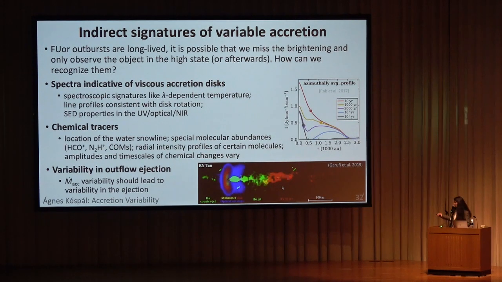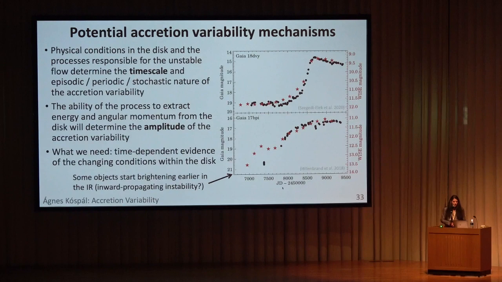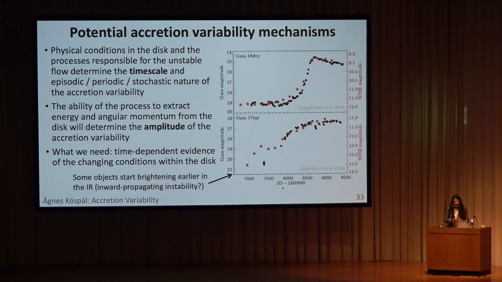And this is also very useful to estimate, for example, the repeat time scale, the repeat cadences of outbursts. So there is a potential for identifying outburst mechanisms through a quantitative analysis of their amplitudes, lifetimes, and for those that repeat, their cadences. For example, the physical conditions in the disk and the processes responsible for the unstable flow determine the time scale of the accretion variability and whether it is episodic, periodic, or stochastic.